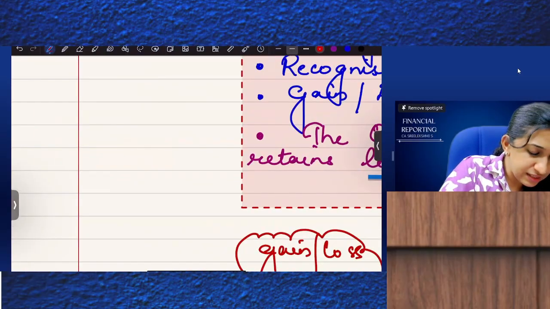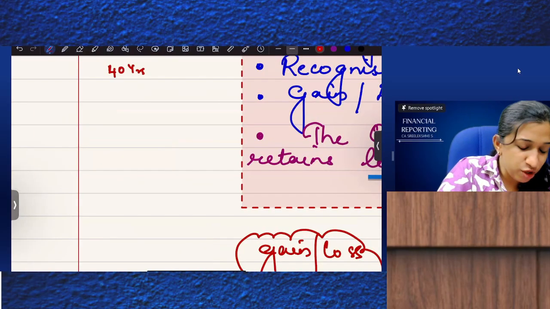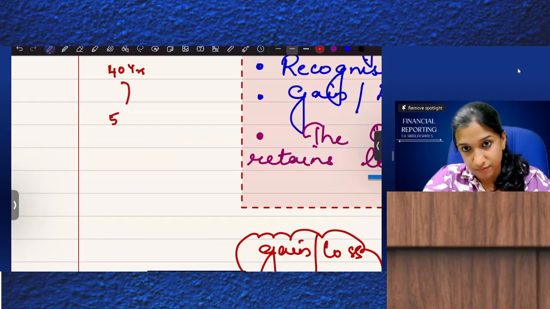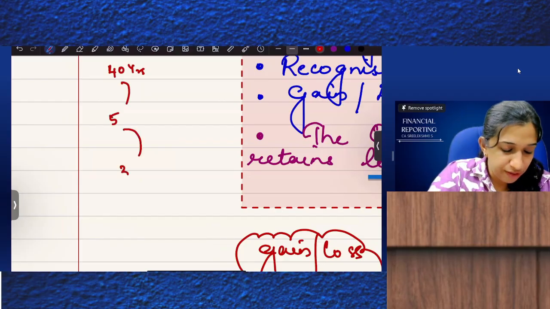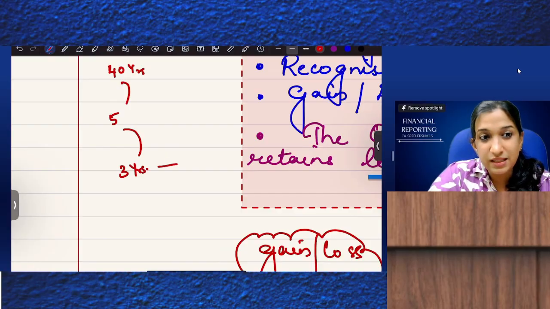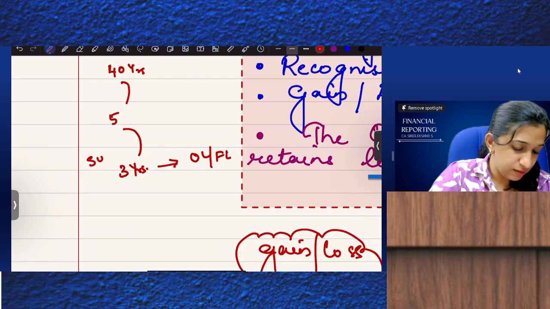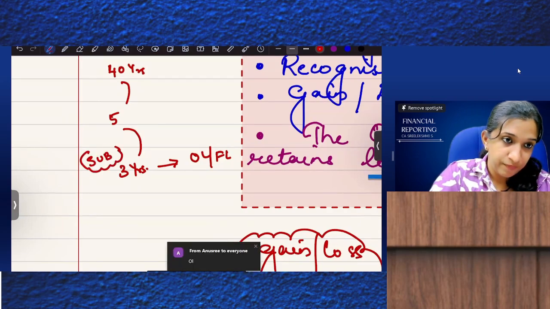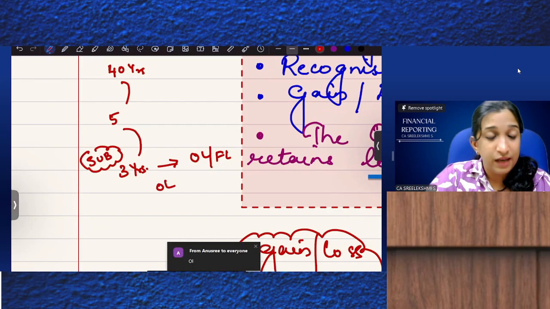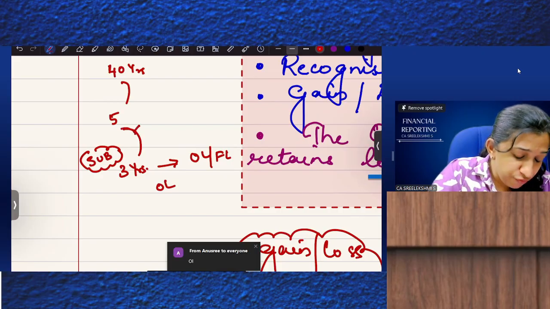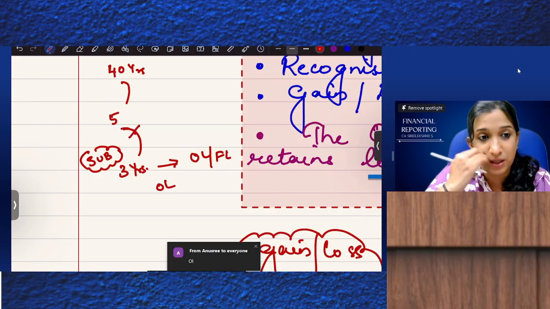So there is an asset whose useful life is 40 years, which we have originally leased for 5 years and leased out for 3 years. So is the sublease an operating lease or finance lease? Operating lease.